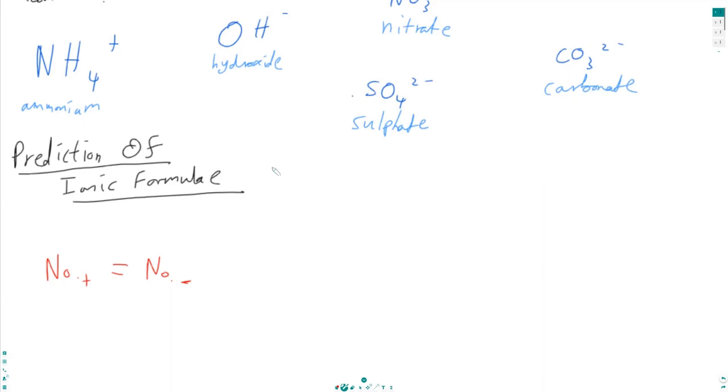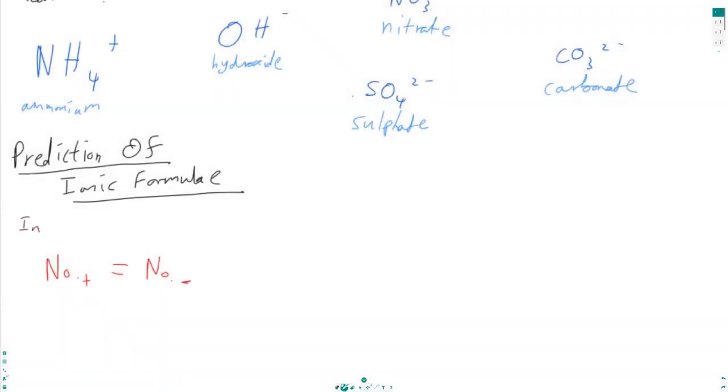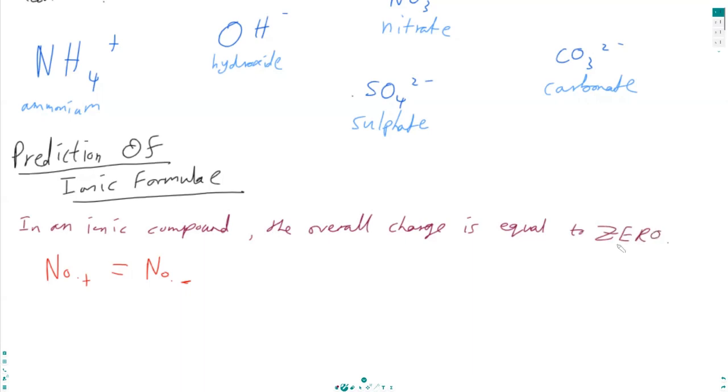So you can write an ionic formula by following some simple rules. In an ionic compound, and I will actually write this because this is important, the overall charge is equal to 0. So that is a key point. In an ionic compound, the overall charge is equal to 0.